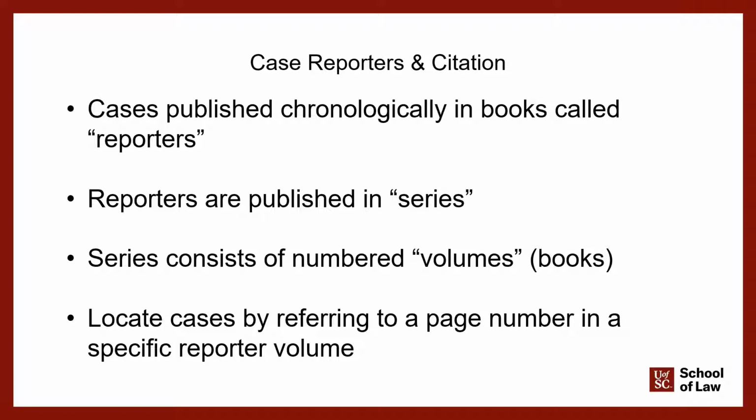Cases are published chronologically. As the court issues cases, they're collected and they're put in books in the order the cases are issued. We call these books reporters, which is a really imaginative name because they report case results. Reporters are basically numbered volumes. So there's volume 1, volume 2, volume 3, and so forth. We call these series of numbers series. So reporters are published in numbered series. And essentially in a citation, the way you locate a case is it tells you the number of the volume, the name of the reporter, and the first page of the case. And with book and page, you can find any case that's published in a book.